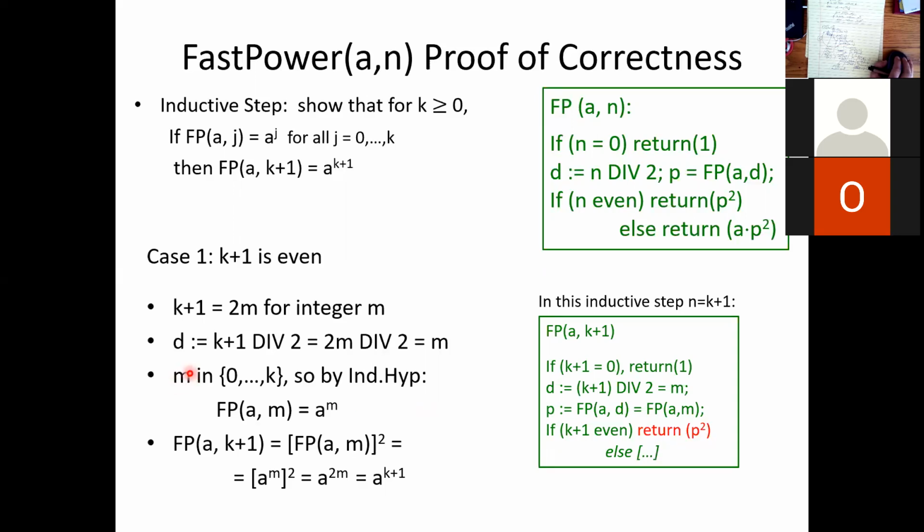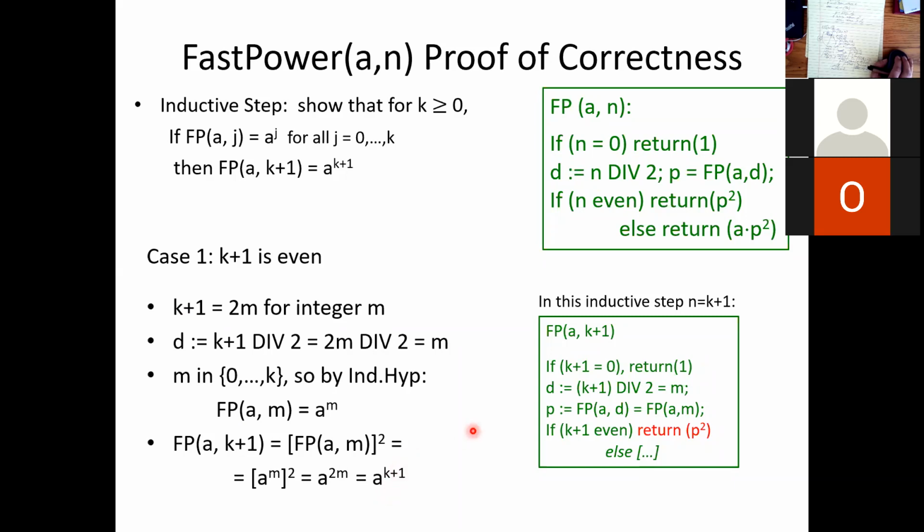Now, by inductive hypothesis, m here is in this range. It's half of k plus 1, so it's smaller than k plus 1. It's non-negative, because division cannot get you to a negative number, and it's also smaller than what you start with. So by inductive hypothesis, you can kick in the assumption that the FP algorithm works correctly for all values smaller than k plus 1. So this call is going to return a to the m, and it will be processed correctly, because if I take a to the m and square it, what do I get? Which is what I do here: P squared, and P is a to the m by inductive hypothesis. So I take a to the m and square it, that's a to the 2m, because I multiplied the exponents, and 2m was k plus 1, so I'm correct.